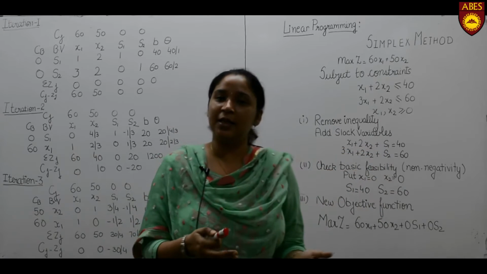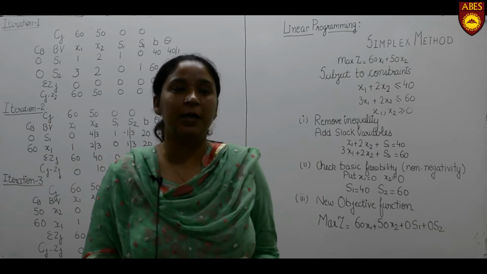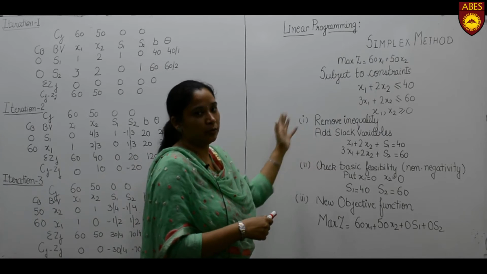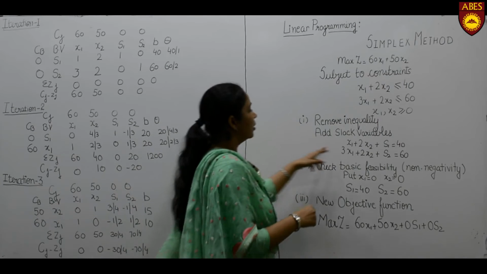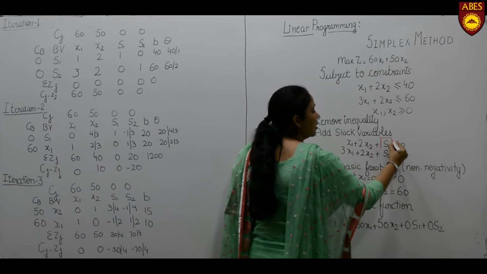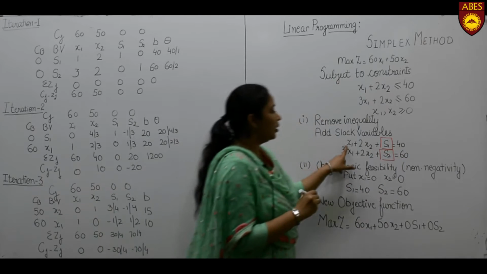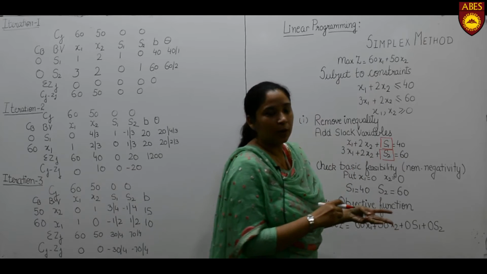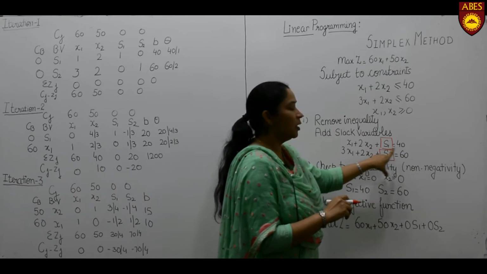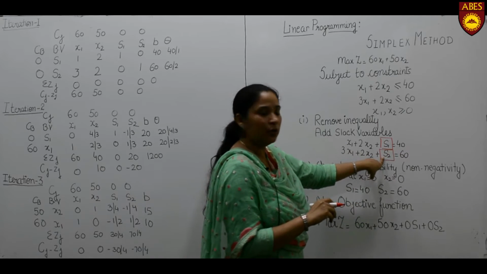When we have a greater than sign, we use surplus variables. There are other methods for solving with surplus variables, like Big M and two-phase methods. But today we are going for only the inequality which is less than or equal to, so we have to add slack variables. Here we can see that S1 and S2 are the slack variables, and these are added to the constraints only, so we can remove the inequality. x1 plus 2x2 plus s1 is equal to 40. 3x1 plus 2x2 plus s2 is equal to 60.